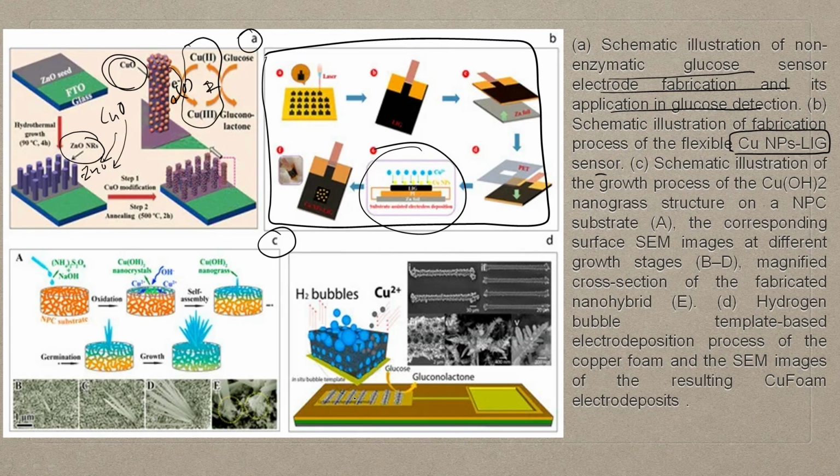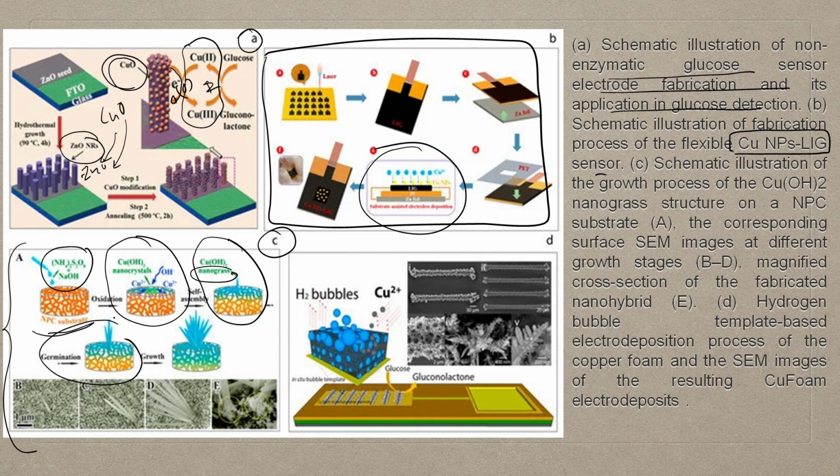If you look at the whole process, this is what we are talking about. You have the first set of reactions happening here on the NPC substrate, then here you have the copper hydroxide nanocrystal formation, and then there is self-assembly leading to what they call the nanograss. Then some of these nanograss pop out, and they call it germination. Here is the growth phase, and this is the final substrate on which the reaction is happening. These are the kinds of advancements which are happening.